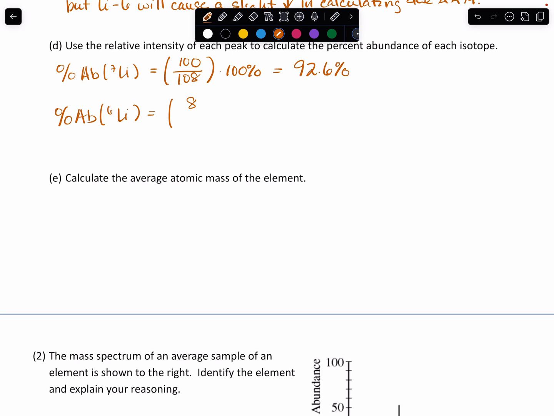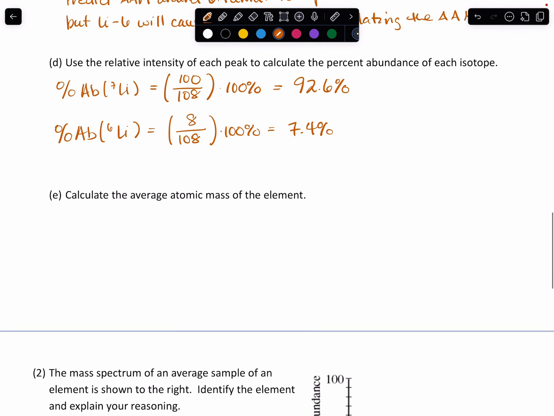All right, then we repeat, but this time we look at lithium 6. Same general idea, except 8 for the relative intensity of that peak versus the total times 100, and we get 7.4% for this one, which makes sense. The two should add up to a total abundance of 100. All right, now calculate the average atomic mass of the element. So remember, this is a weighted average calculation, which means you need the abundance and the mass of each isotope, multiply the percent abundance times its mass, and then add all of those together.